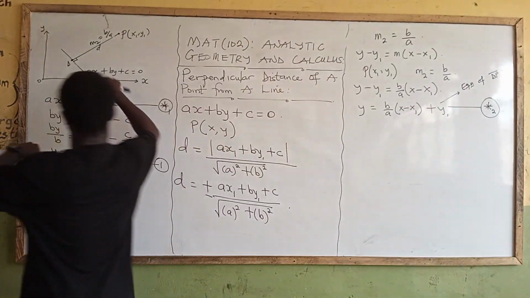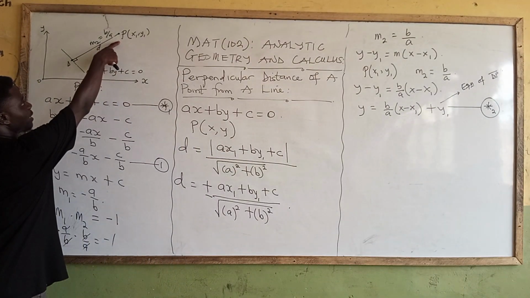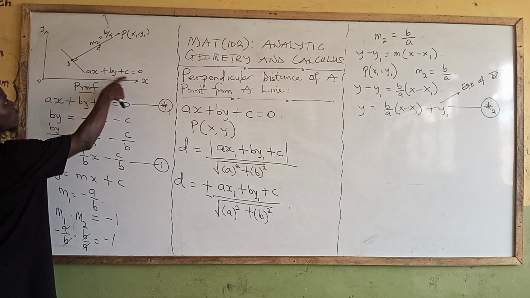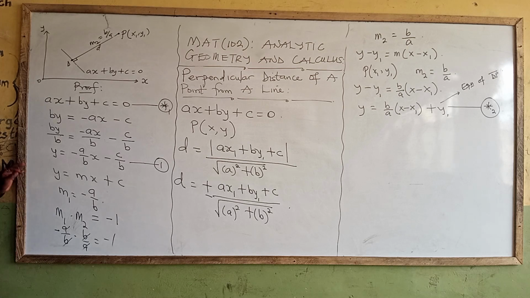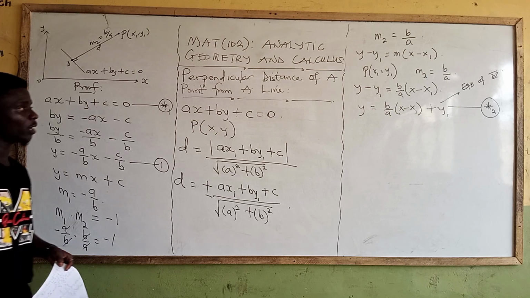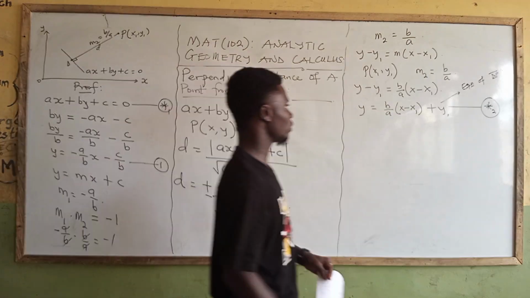So don't forget, now we have the equation of this line DP, and we know the equation of this line, which is ax plus by plus c equals 0. So how do we get the point D from this? Then we have to solve the two equations simultaneously. That's where the work comes in.